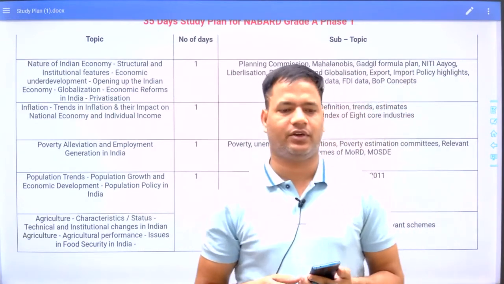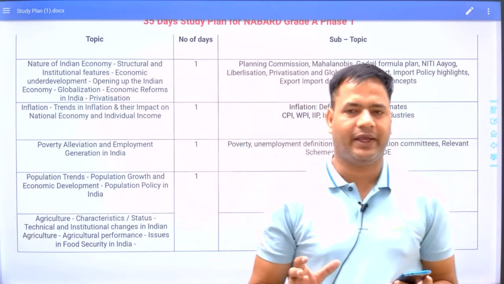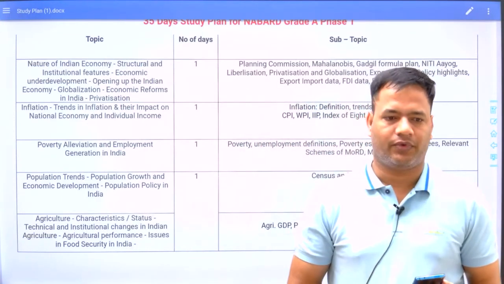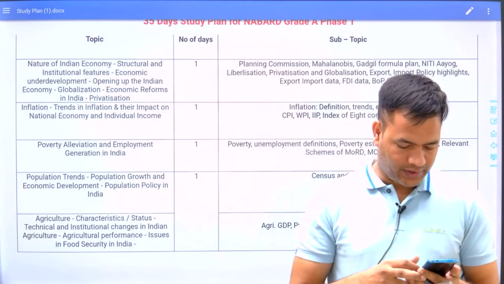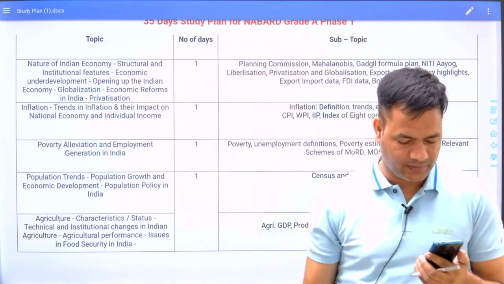Phase 2 we will discuss later on, after phase 1, because you will have enough time for the NABARD phase 2 preparation. Yeah, I have seen some comments.